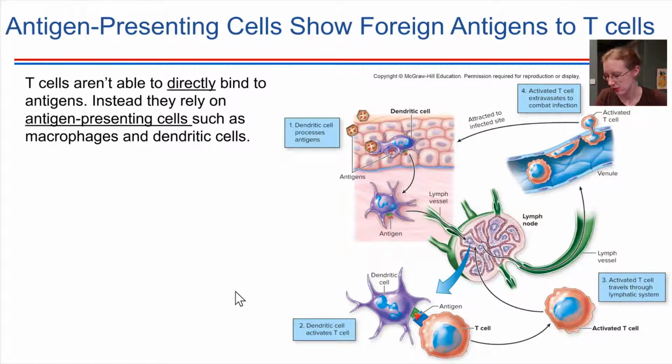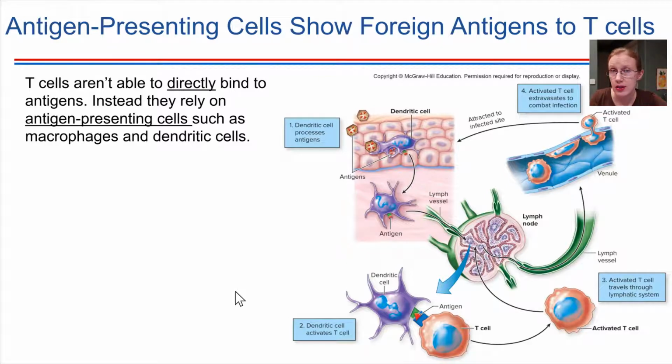Remember, macrophages, we said, are phagocytic. They go and engulf some of these foreign particles and digest them. And then what they'll do in some cases is take little pieces from what they've just digested and display it on the surface of the plasma membrane. And then they can show that fragment to a T cell, and that will activate the T cell. So how does this happen? Well, macrophages can do this.